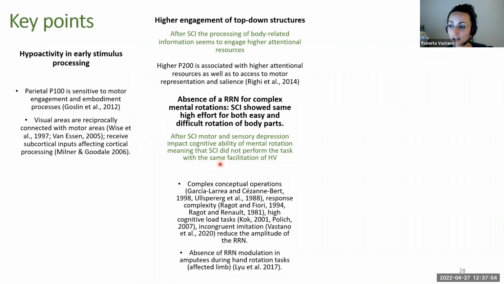There can be any stimulus like conceptual operation, response complexity, tasks that require any high cognitive load, incongruent imitation. All of these stimuli reduce the amplitude of this rotation-related negativity. But it's also nice to see that this result is congruent with the literature on amputees, because it has been shown already that in amputees there is an absence of the modulation of the rotation-related negativity in a task similar to our task, so during the hand rotation tasks.